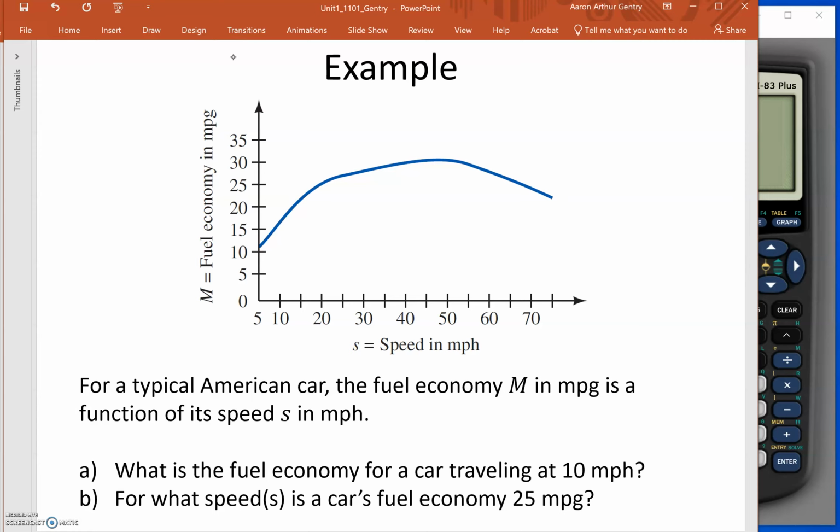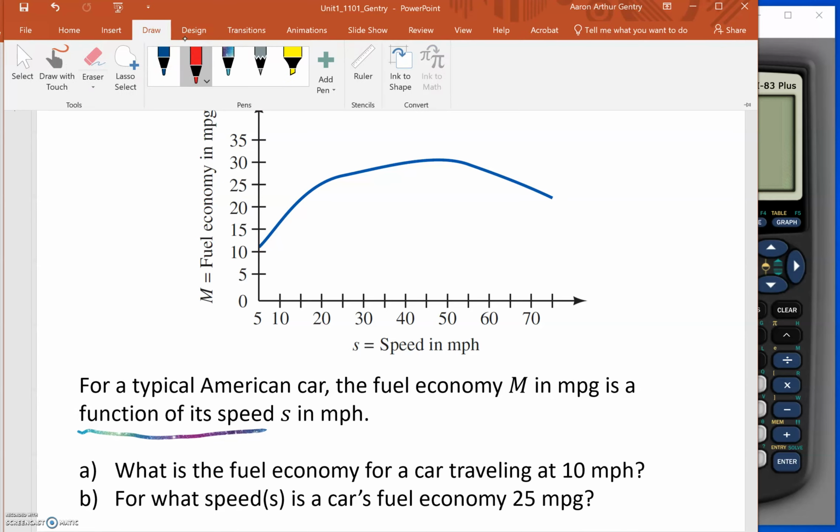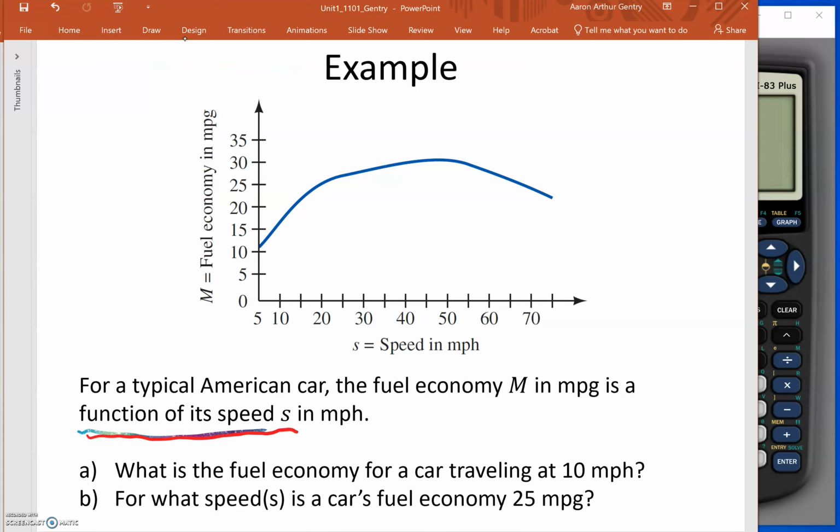For a typical American car, the fuel economy M in miles per gallon is a function of its speed S in miles per hour. Okay, so miles per gallon is a function of speed in miles per hour. Or I guess fuel economy is a function of speed. So fuel economy is going to be the output, and speed is the input. So speed is input, fuel economy is output.